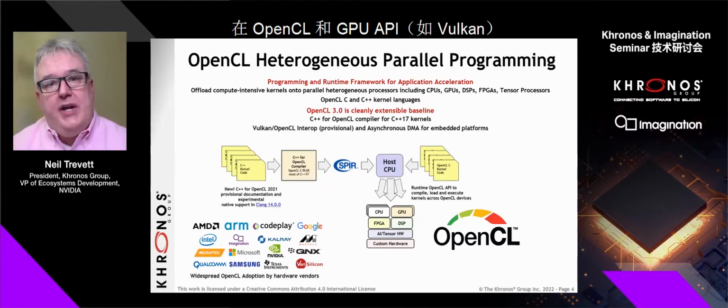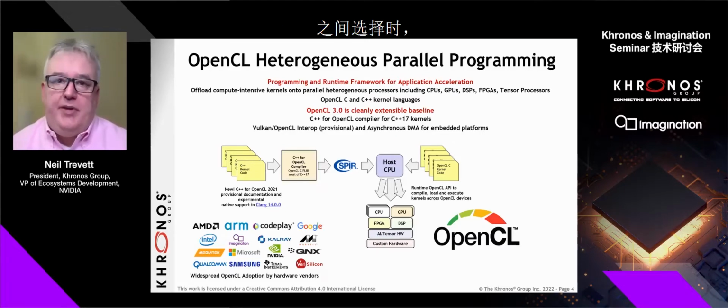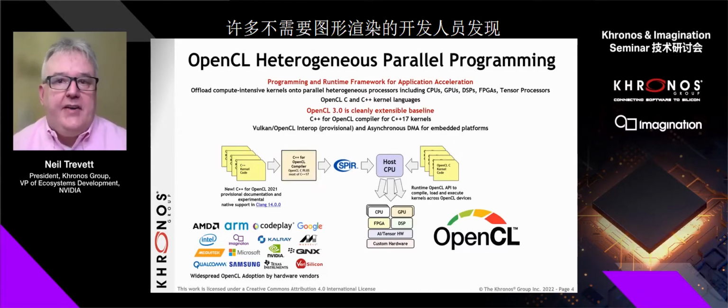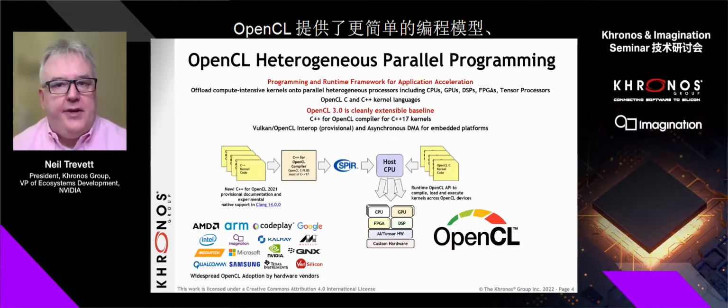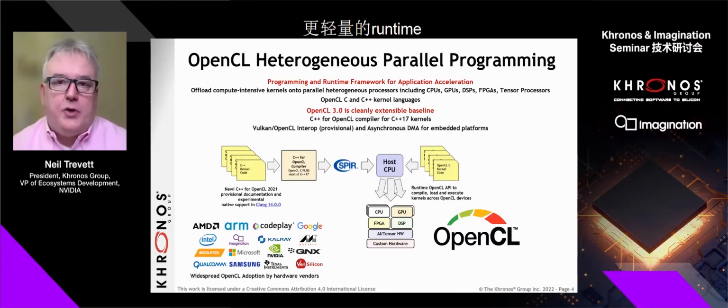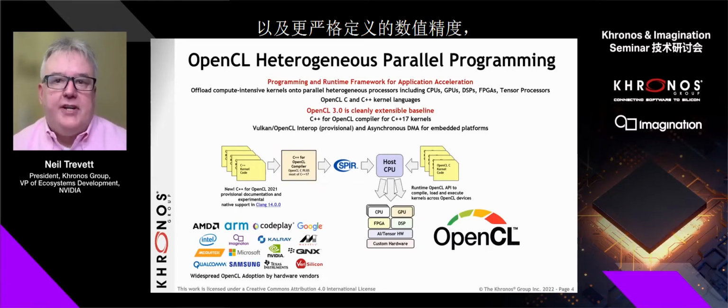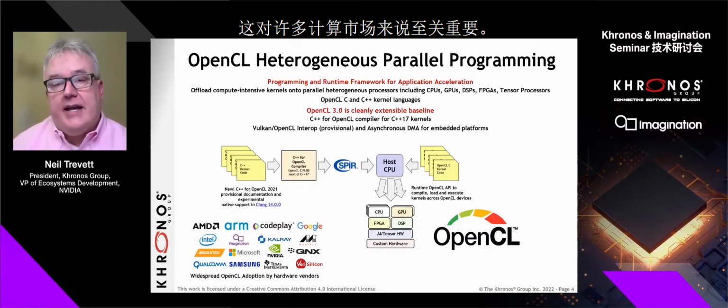When deciding between OpenCL or GPU APIs such as Vulkan, many developers that don't need graphics rendering find that OpenCL provides a simpler programming model, a lighter weight runtime, and more rigorously defined numerical precision that can be critical for many compute markets.